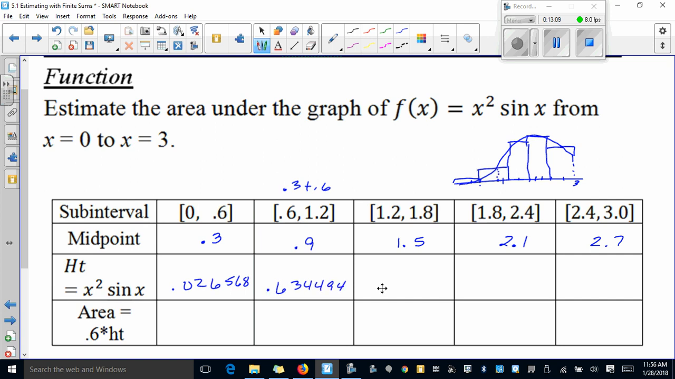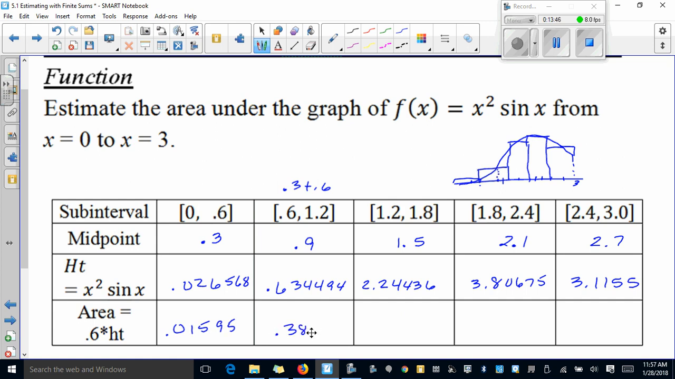Multiply all of these values by 0.6, and you get 0.01595. At 0.9, we're going to get 0.380696. At 1.5, we're going to get 1.346618. At 2.1, we're going to get 2.28405. And the last one's going to give me 1.86935.